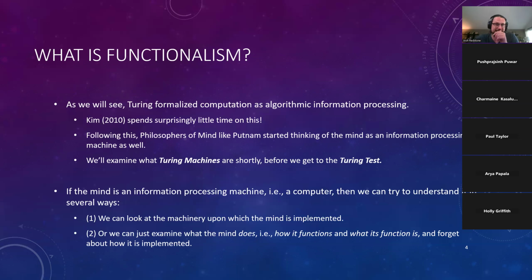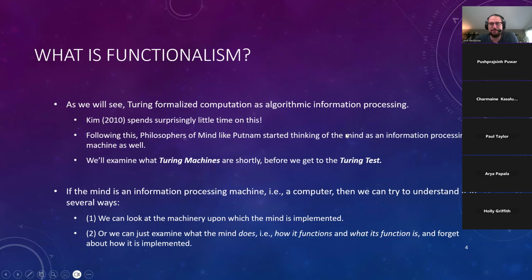I'm surprised that Kim doesn't really, well, he does spend a lot of time talking about Turing machines, but I don't think Kim emphasizes the importance of this with respect to the computational theory of mind as much as he could. That's not a criticism. It's a blank that I would like to fill in. So Turing famously formalized the notion of computation as algorithmic or rule-governed information processing.